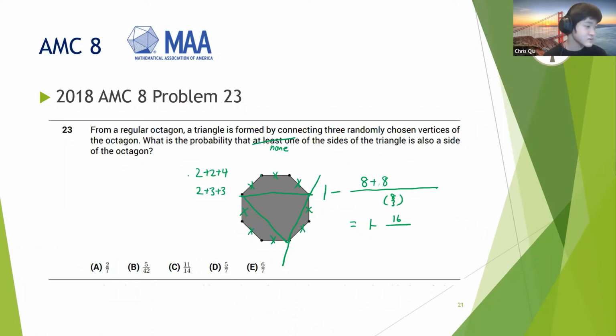And the other possibility is 2 plus 2 plus 4. And these are the only 2 possibilities because since none of the sides of the triangle is also a side of the octagon, each of the sides of the triangle must cut off at least 2 edges of our octagon. So we can't have anything like this. So now we can calculate this, and we're going to get a final answer of 5/7, which is C.